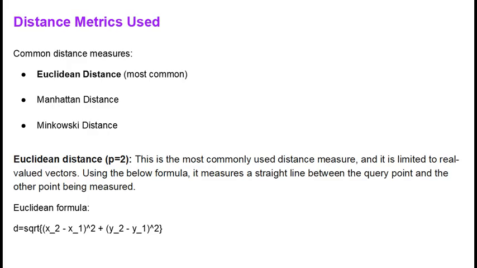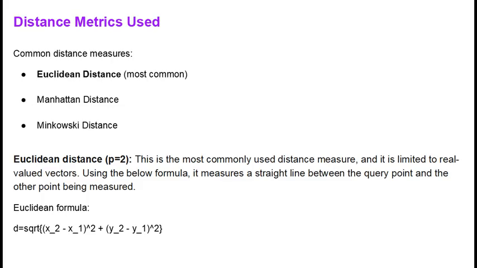To measure similarity, KNN uses different distance metrics such as Euclidean distance, which measures straight line distance. This is a commonly used method. Next one is Manhattan distance, which measures grid-based distance. Third one, Minkowski distance, which is used as a generalized form. Among these, Euclidean distance is the most commonly used in practice.